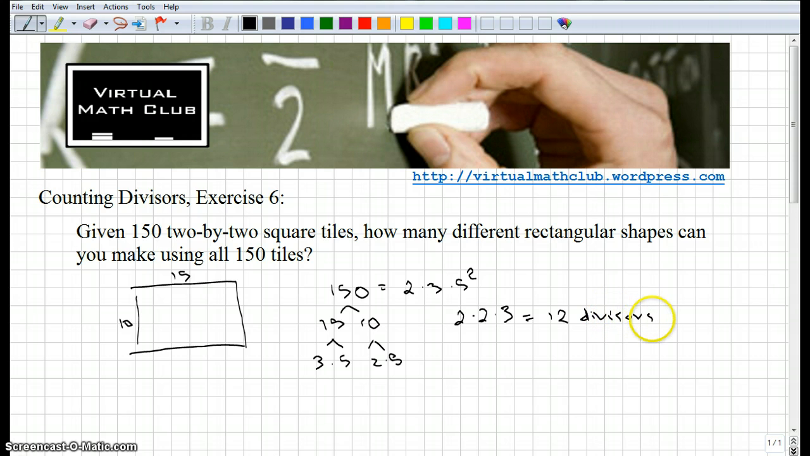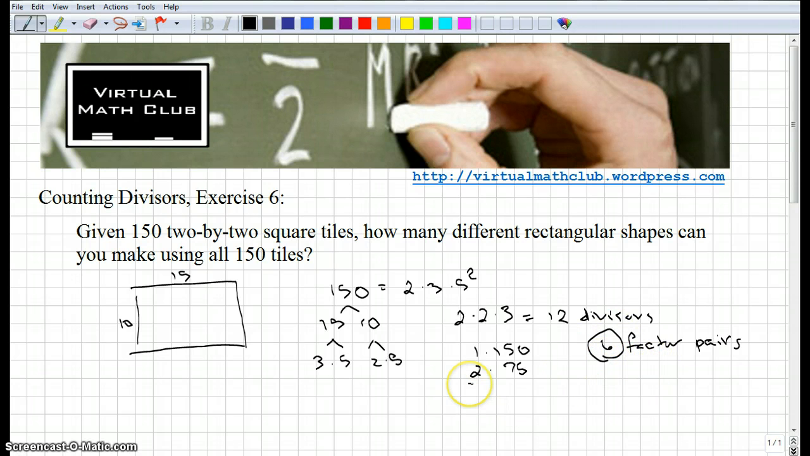And if we pair them up, 1 times 150 is one pair, okay? 2 times 75 is another pair, okay? If we pair them up, we'll end up with 6 factor pairs. And each one of those factor pairs will give us a rectangle that we can make out of those 150 tiles. So the answer is 6.